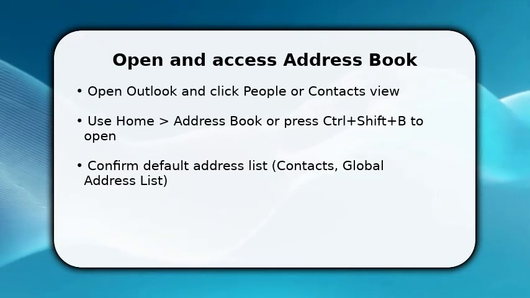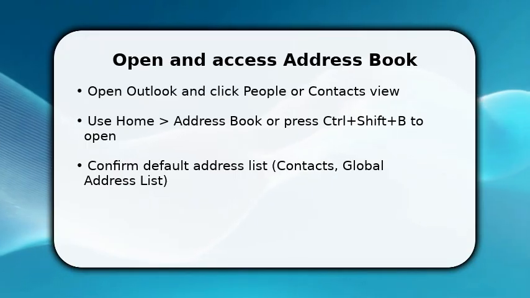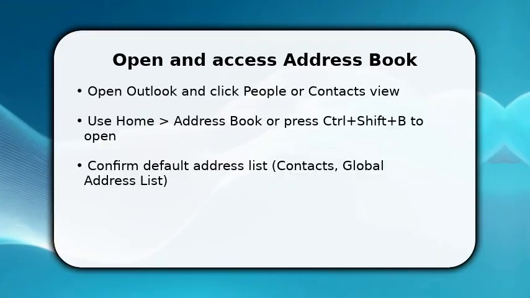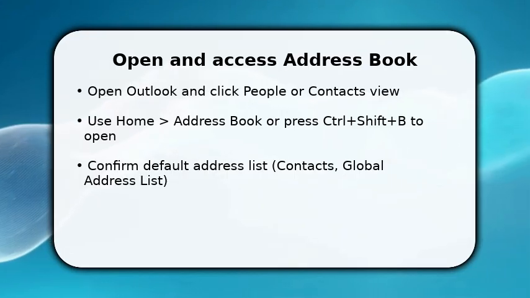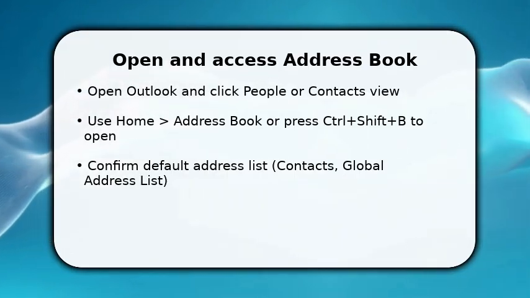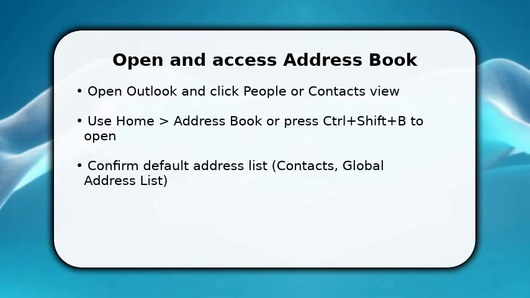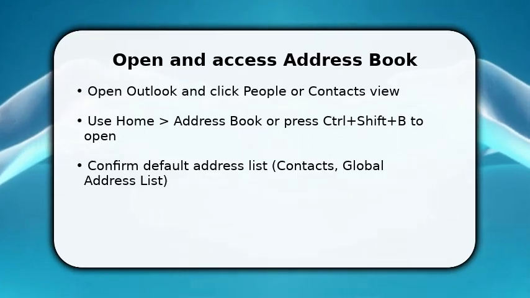You start by opening Outlook and switching to People or Contacts. Once there, click Home, then Address Book, or press Ctrl+Shift+B to open it directly. You do this to see all available lists. Make sure the correct address list is selected in the drop-down at the top. If you plan to import or sync later, note which list is active now. This first step gets you into the right interface so you can add, edit, or search contacts efficiently.